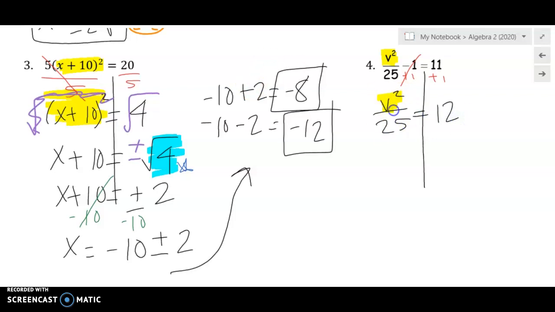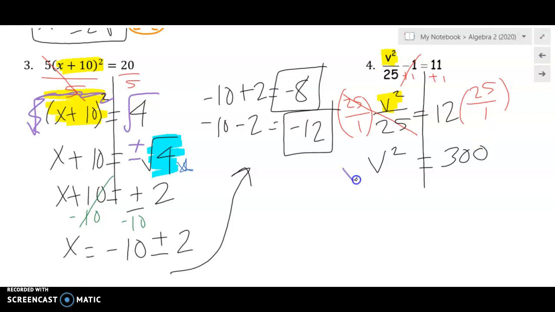Again, it's not alone yet. You've got to get rid of that 25. So if I'm going to get rid of that 25, it's kind of like multiplying by the reciprocal. 25 is going to be on the top because look at how that'll cancel on the diagonal. And I'll have v squared is equal, and then when I multiply that, I'm going to get 300. v squared is equal to 300. Okay, now it's by itself, so I can take the square root of both sides, and that will go away.